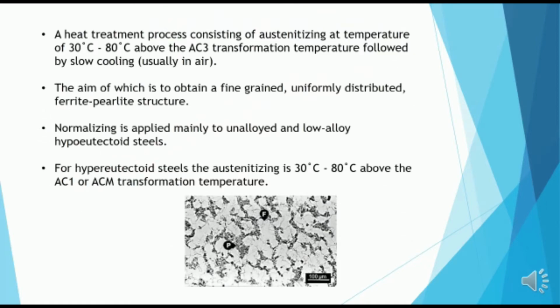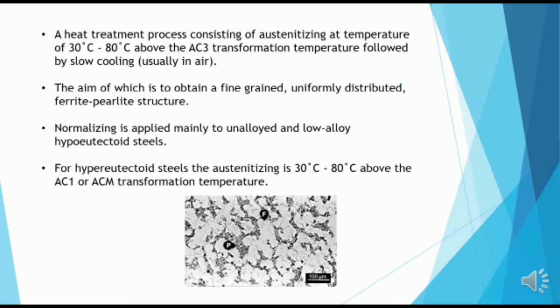It is a heat treatment process consisting of austenitizing at a temperature of 30 degrees Celsius to 80 degrees Celsius above the AC3 transformation temperature, followed by slow cooling, usually in air. The aim of which is to obtain a fine-grained, uniformly distributed ferrite pearlite structure as in the diagram below. You can see F is ferrite and P is pearlite. So that is the aim of this process, normalizing.